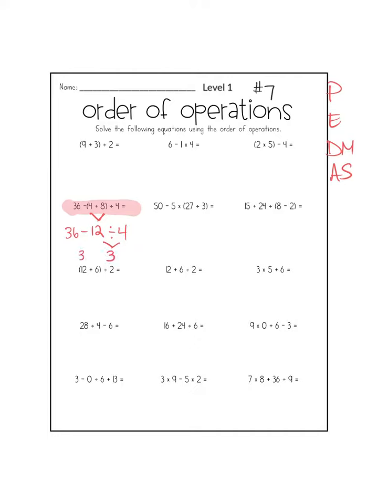And then I rewrite the 36 minus. And then we can go ahead and just do the last one. 36 minus 3 is 33.